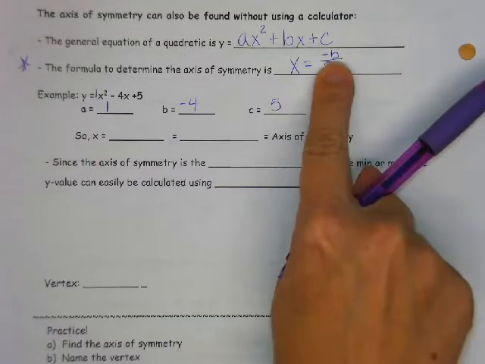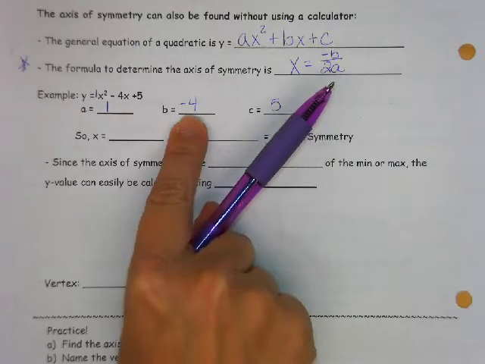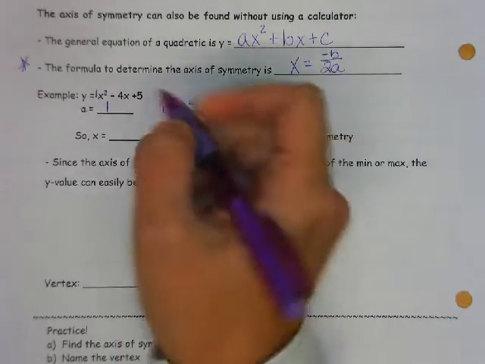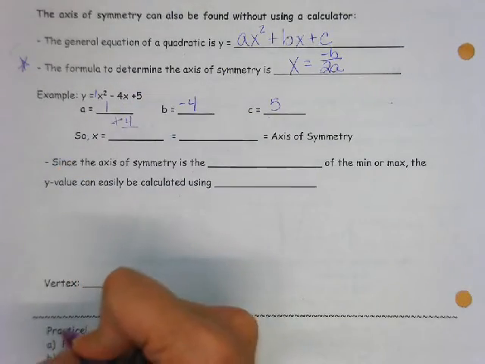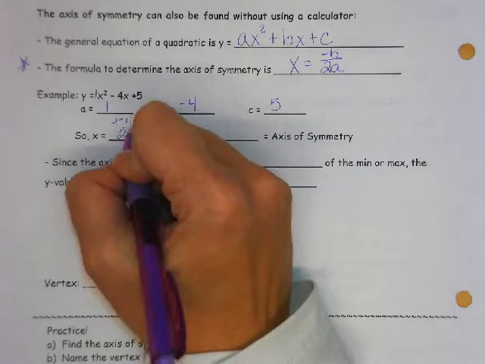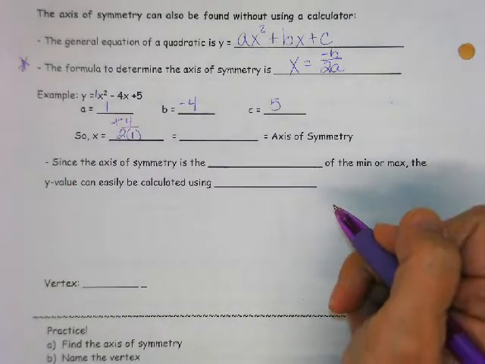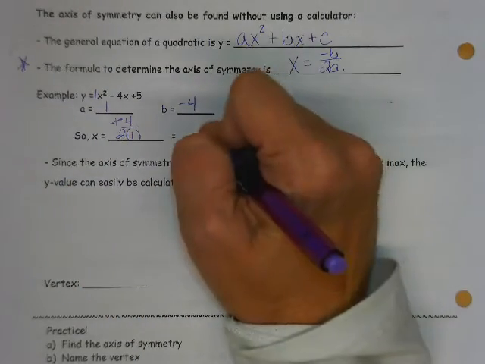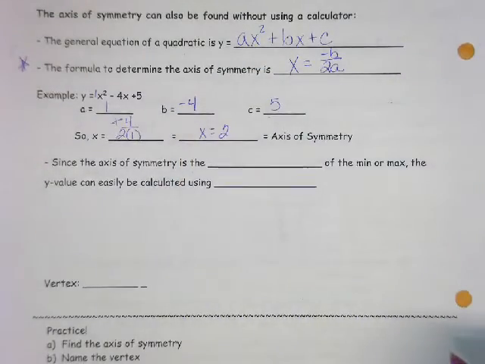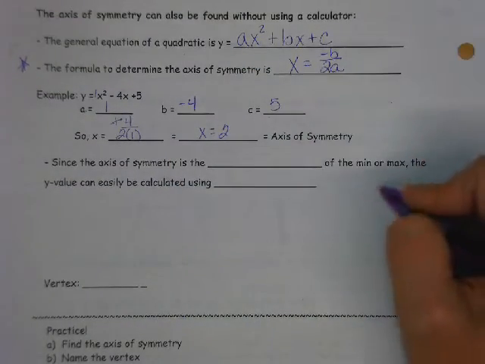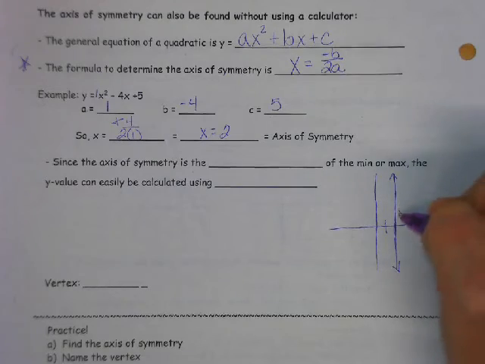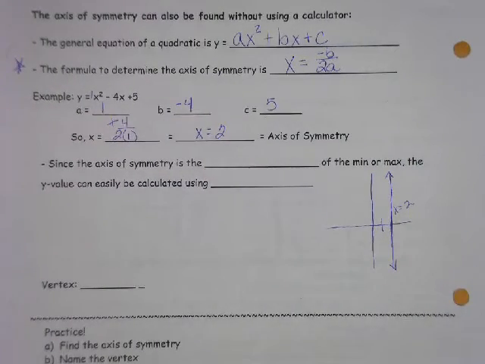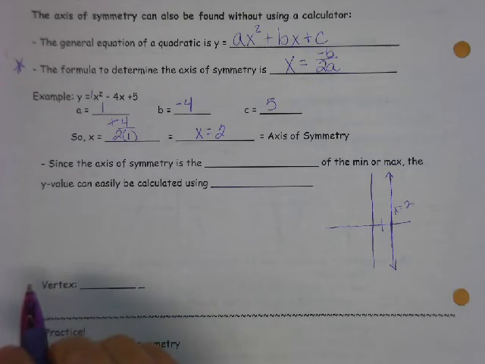So x equals negative b. Well, my b is already negative, so it's going to become a positive. Good job. So we would say positive 4. Negative becomes a positive, over 2 times, what's my a value? 2 times 1. What do you know about 4 over 2? So my axis of symmetry is x equals 2. If we were to go ahead and make a graph of that, 1, 2, here is my axis of symmetry.